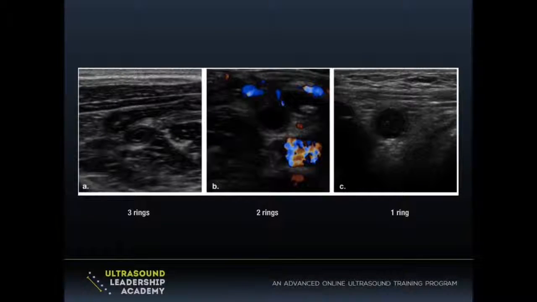Then, of course, we can look for the anechoic presence of fluid inside the lumen. So you can look to see if the hyperechoic walls of the lumen of the appendix start to become anechoic, that's more suggestive of acute appendicitis than if you actually have those hyperechoic rims inside of the appendix itself.